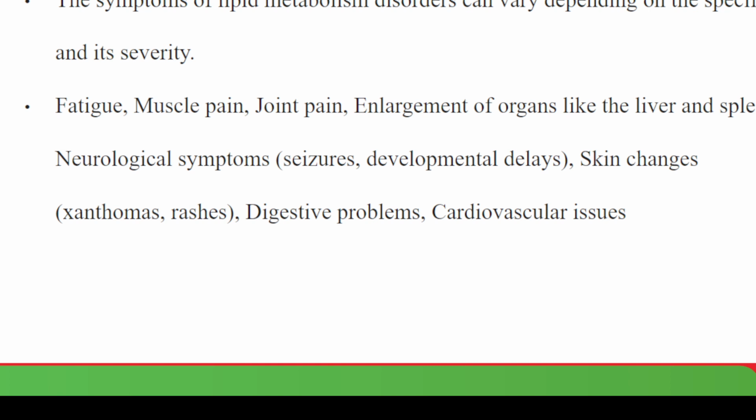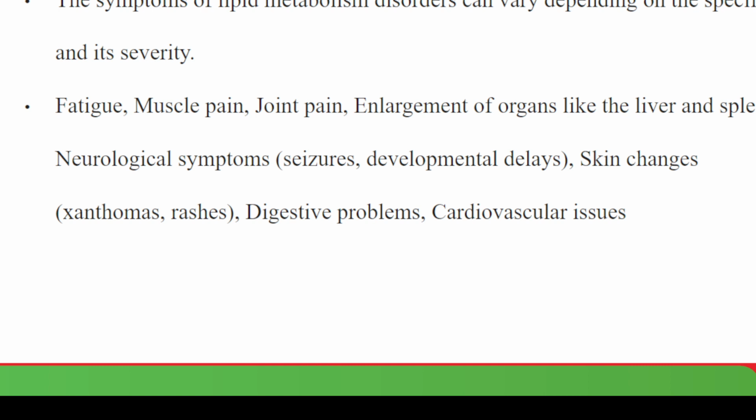So there are symptoms of lipid metabolism disorders. The symptoms can vary depending on the disorder and its severity. What disorder do you have and how severe is it? That will determine the kind of symptom you have.